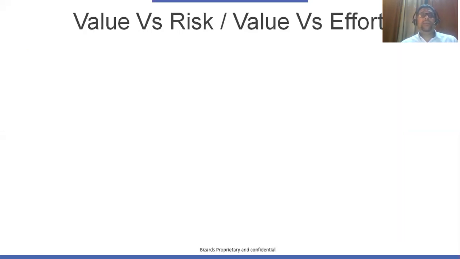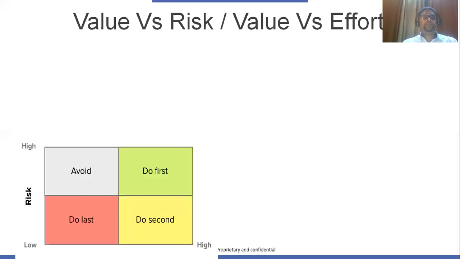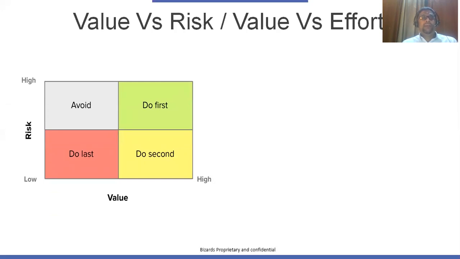The third technique is how we can do prioritization based on value versus risk. What you're seeing here is a matrix where I have risk on one axis and value on the other axis, and both range from low to high. You need to classify all the user stories into one of these four buckets, and the first priority should be for user stories which are going to give high value to the customers, and the risk is also high.